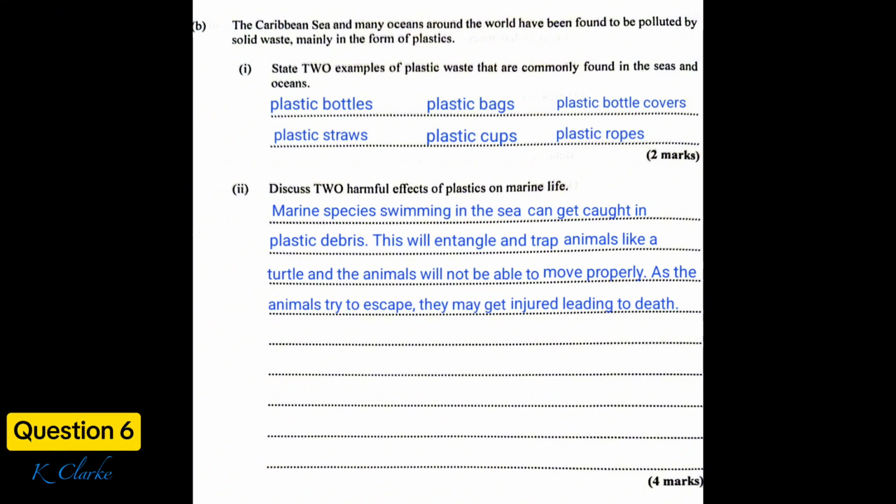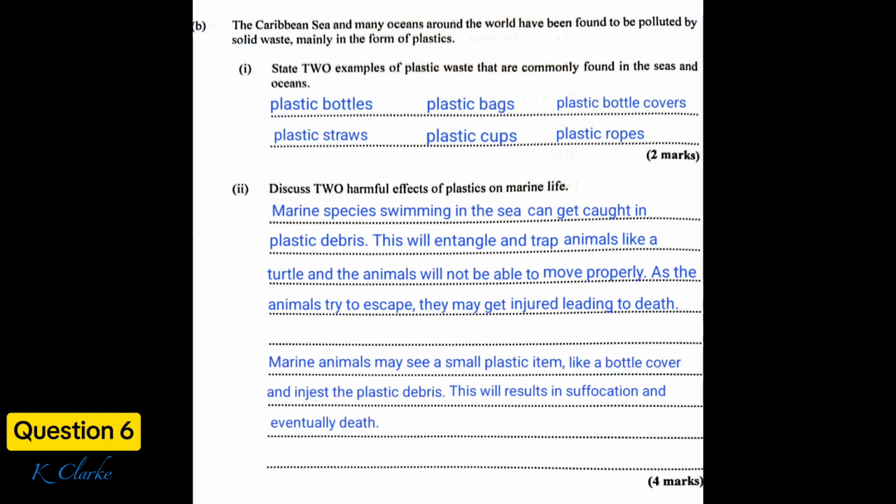Another harmful effect: marine animals may see a plastic item like a bottle cover and ingest the plastic debris. This will result in suffocation and eventually death.